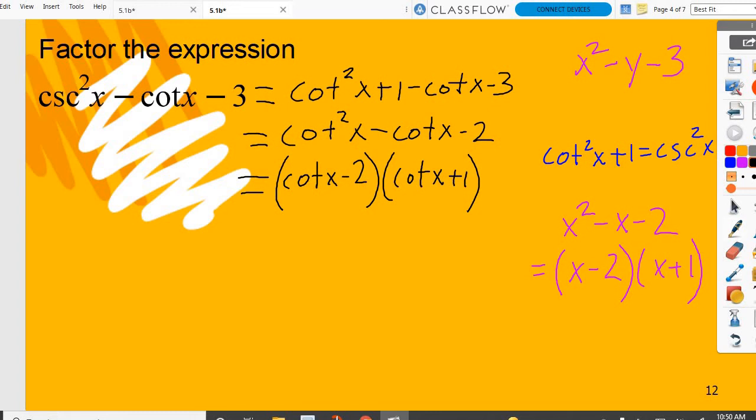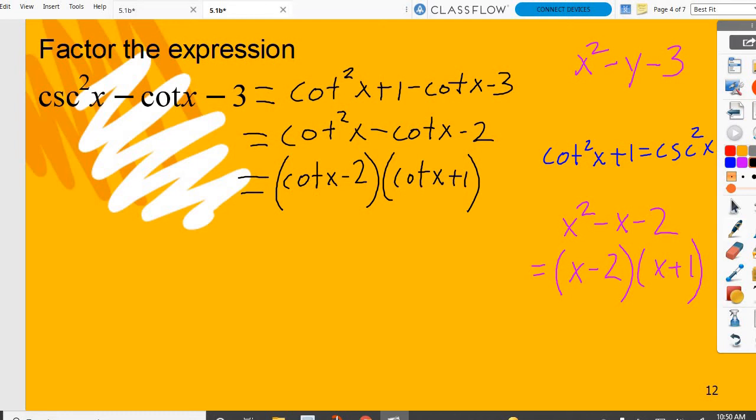Why did you change from... Because, so notice, if right now I have a cosecant and a cotangent, it would be like if I had x squared minus y. Can I do anything that has 2 different things in it? No. So we had to switch one of those to the other one in order to be able to factor.